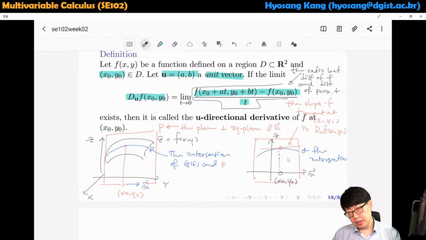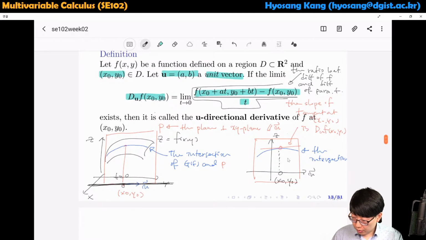When the parameter t changes from 0 to slightly bigger or smaller than 0, you move along this line in the xy plane, starting at x0, y0 when t equals 0, in the direction of u or the minus direction of u. So I want to check how the value of the function changes by moving my point along this parameterization line right here.